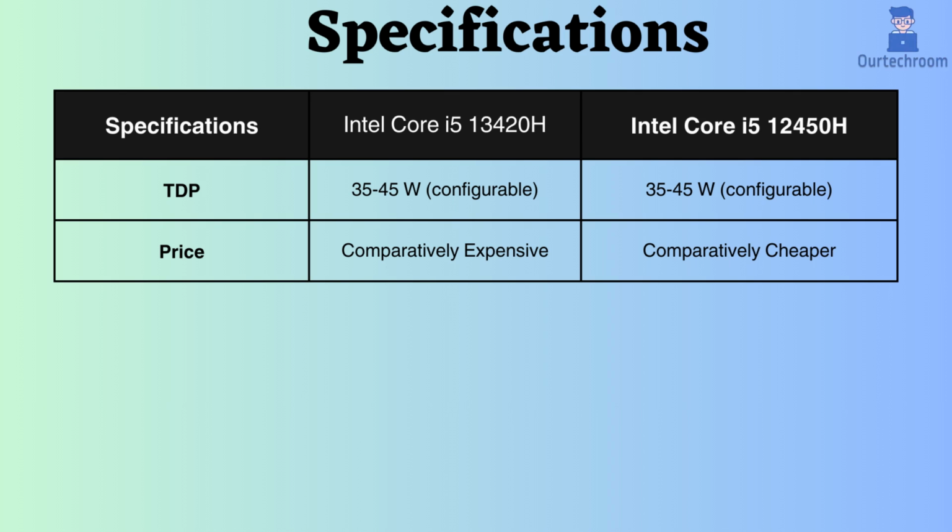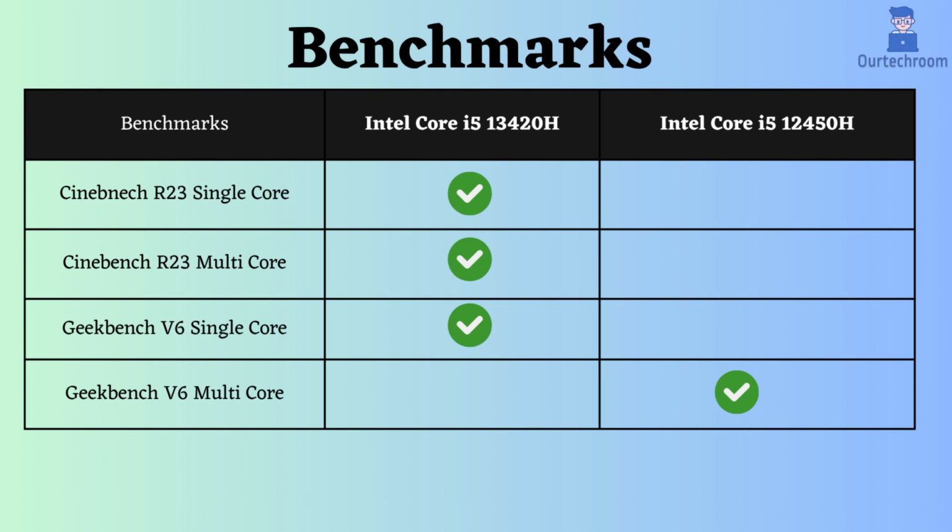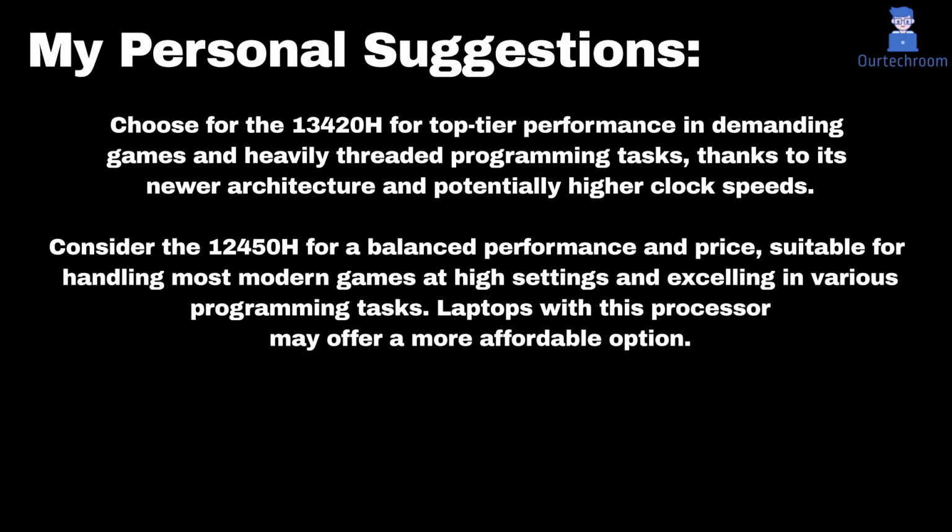As the 13420H is a newer processor, laptops equipped with it might be slightly more expensive. In most benchmarks, the Core i5-13420H outperforms the other. Choose the 13420H for top-tier performance in demanding games and heavily threaded programming tasks, thanks to its newer architecture and potentially higher clock speeds.